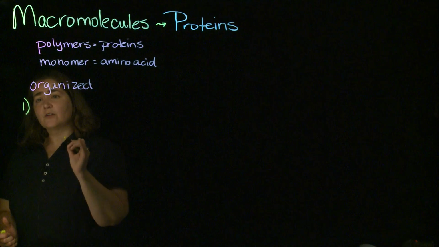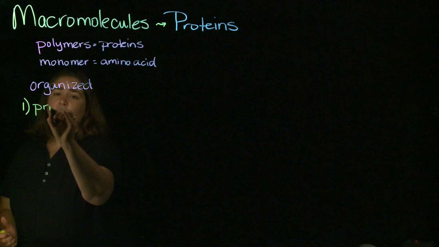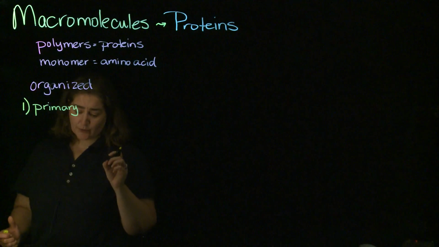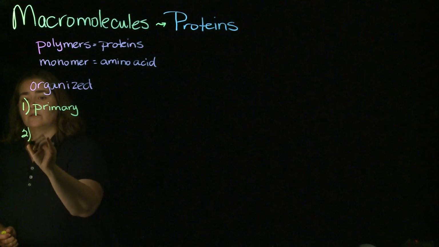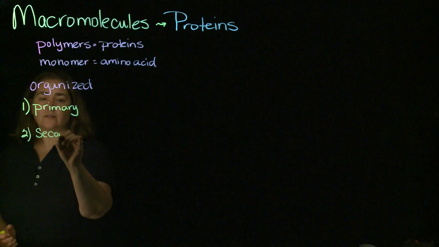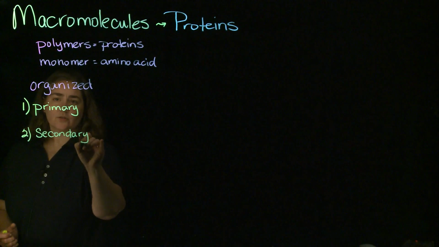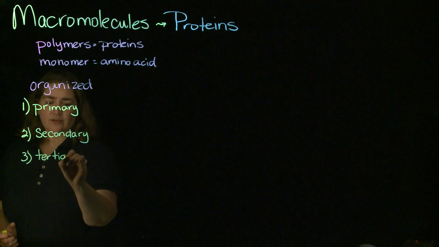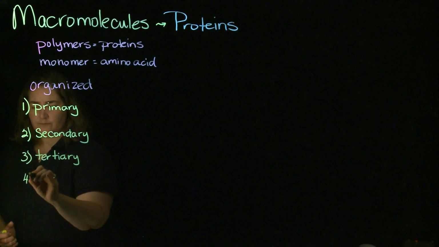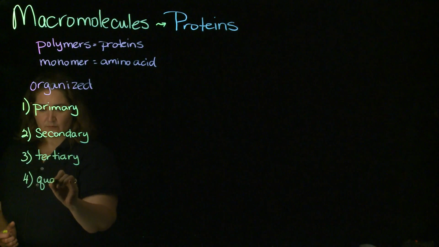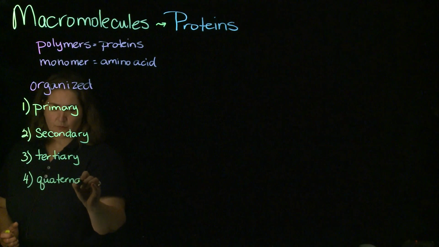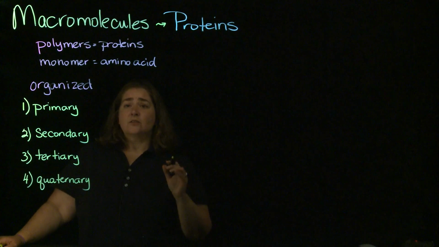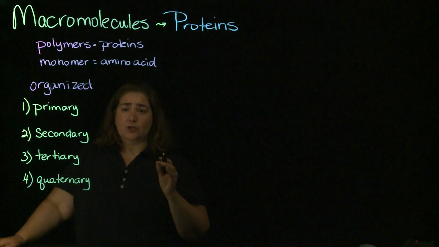So in terms of our level of organization, we're going to have the primary structure of the protein. We are going to have the secondary structure. We're going to have tertiary structure. And we're going to have quaternary structure. All right?